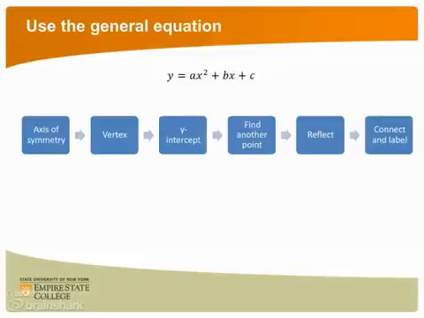Then we find the y-intercept. To help flesh out the parabola, we will find another point on the graph. To finish the setup for the graph, we reflect the points we found over the axis of symmetry. This gives us a total of 5 points on the graph, so we can connect the points and label our graph. How exactly do we find these points? Stay tuned to part 2 of the series.